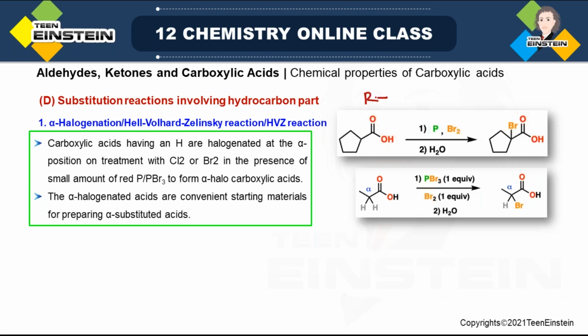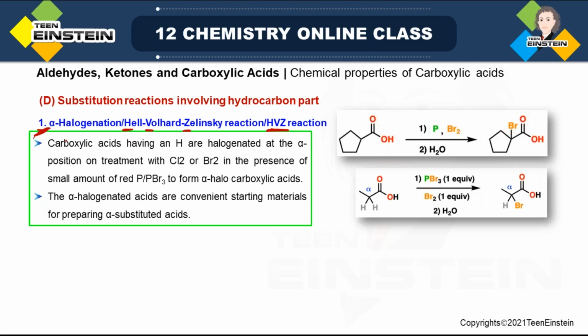So if this is RCO2H, the general carboxylic acid structure, this is the hydrocarbon part. Whatever reaction is occurring in this hydrocarbon part will be discussed under this heading. So the first reaction, which is in blue color, number 1, is alpha halogenation. It has another name, Hell-Volhard-Zelinsky reaction, but in short you can call it HVZ. H for Hell, V for Volhard, Z for Zelinsky.